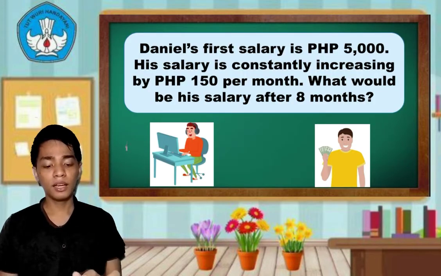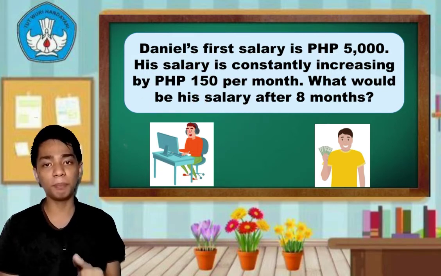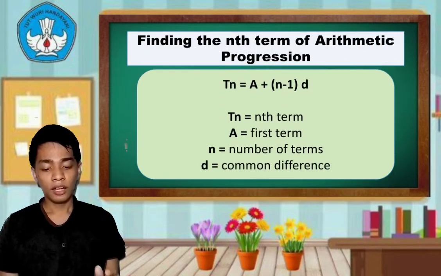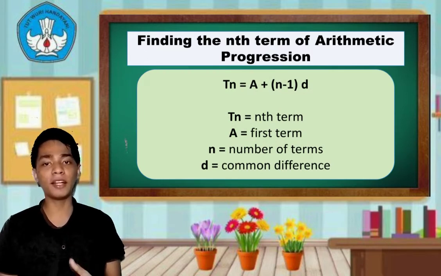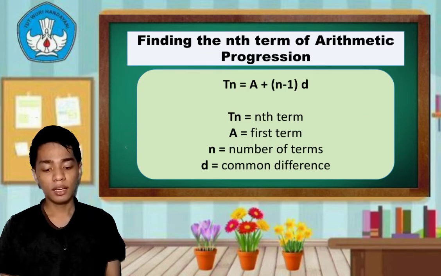In our problem, this is also an example of arithmetic progression because we have a constant number involved, which is 150 pesos. And that 150 pesos is our common difference. The formula in finding the nth term of an arithmetic progression is T sub n is equal to A plus the quantity n minus 1 times D. T sub n represents the nth term, A is the first term, n is the number of terms, and D is the common difference. Let's have example.